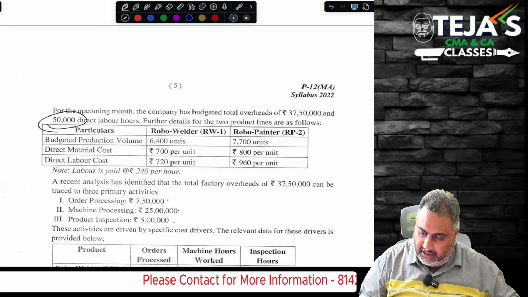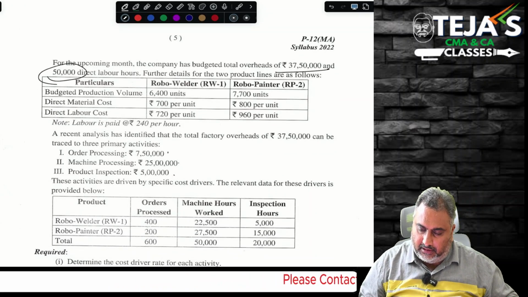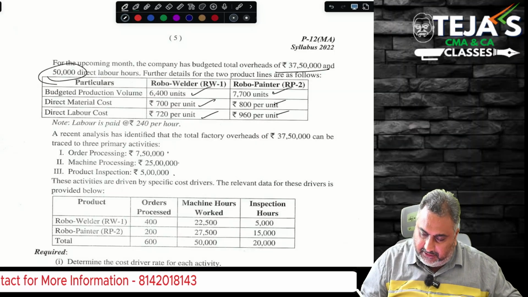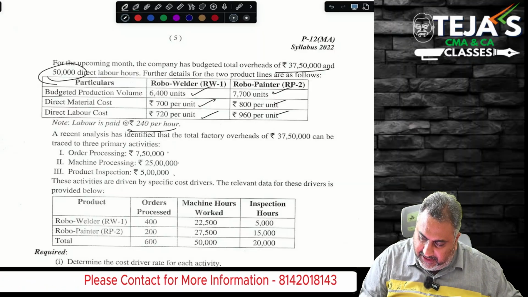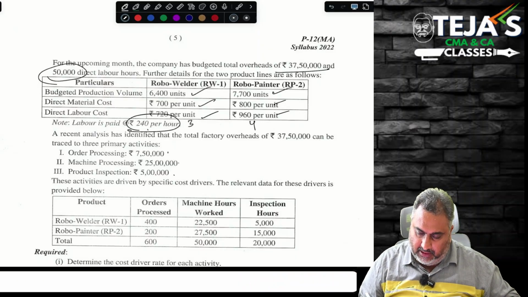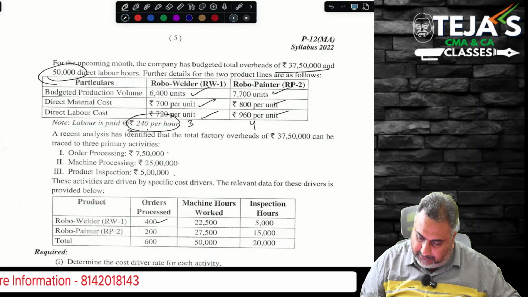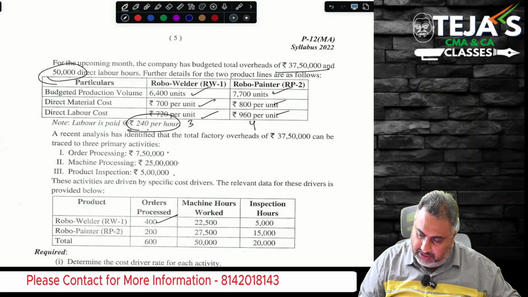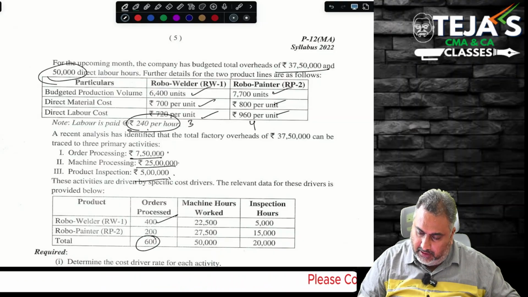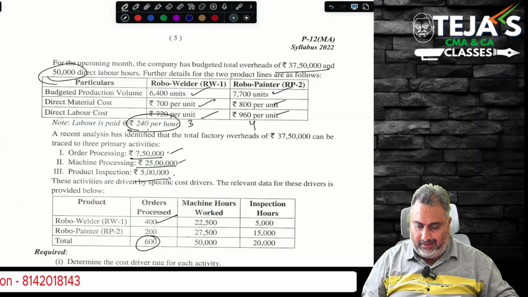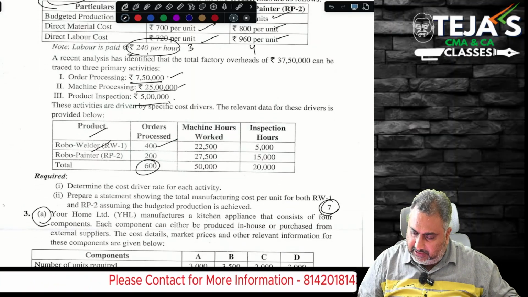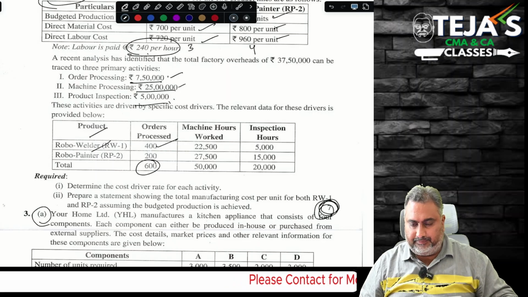So 50,000 direct labor hours, traditional point of view will get. Budgeted production also given, price per unit given. Labor is paid 240 per hour. That means 3 hours to 4 hours required. So order processing, what is the basis? Orders processed. So this is what my total order processing cost given. Then go with the total. Then you can split between robo welder and robo painter. Such an easy question to answer. This is another easy 7 marks question.